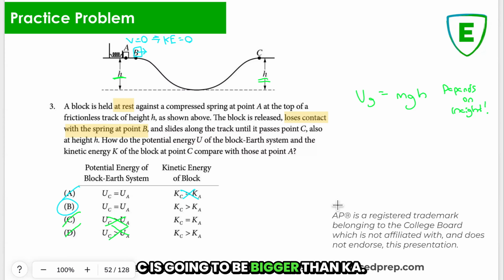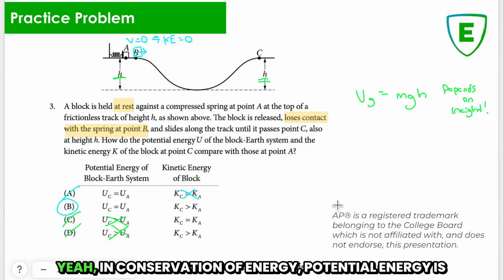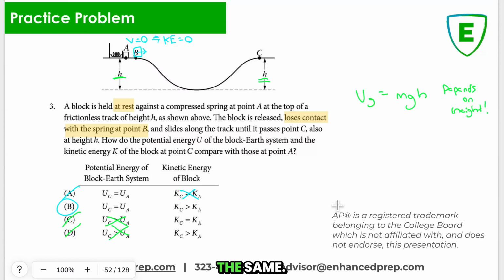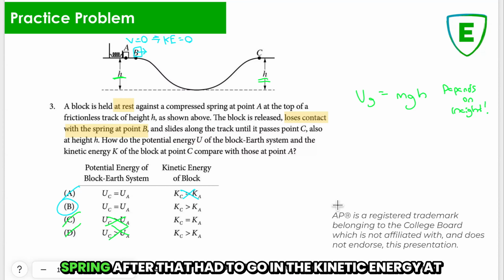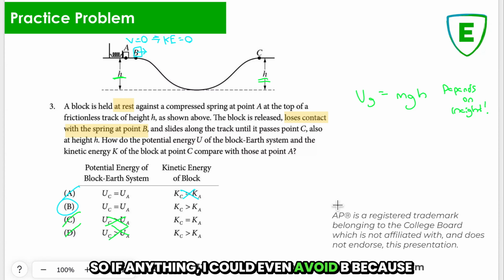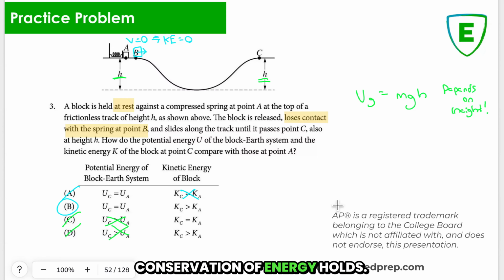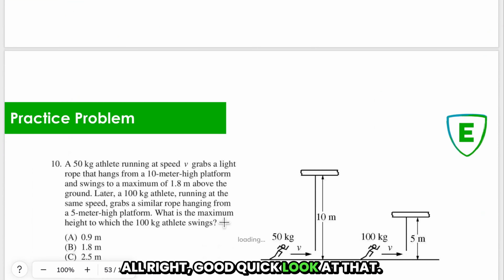C is going to be bigger than Ka. Yeah, and conservation of energy. Potential energy is the same. The spring had energy initially, but there was no spring after. That had to go into the kinetic energy at C. So if anything, I could even avoid B because conservation of energy holds. All right, good quick look at that.